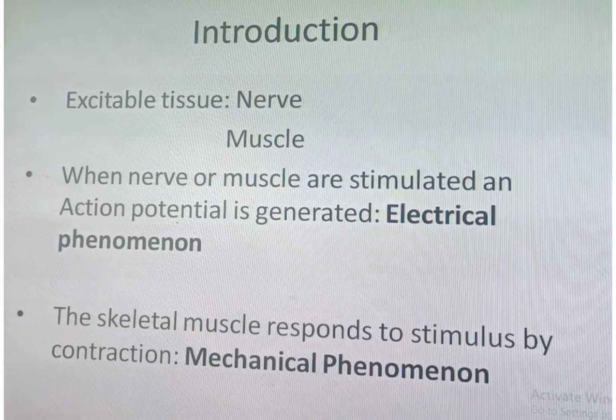So muscle and nerve both are excitable tissue. Whenever nerve or muscles are stimulated, an action potential is generated, and this phenomenon is known as the electrical phenomenon. And the response which is shown by the skeletal muscle to the stimulus, by contraction, is known as the mechanical phenomenon.